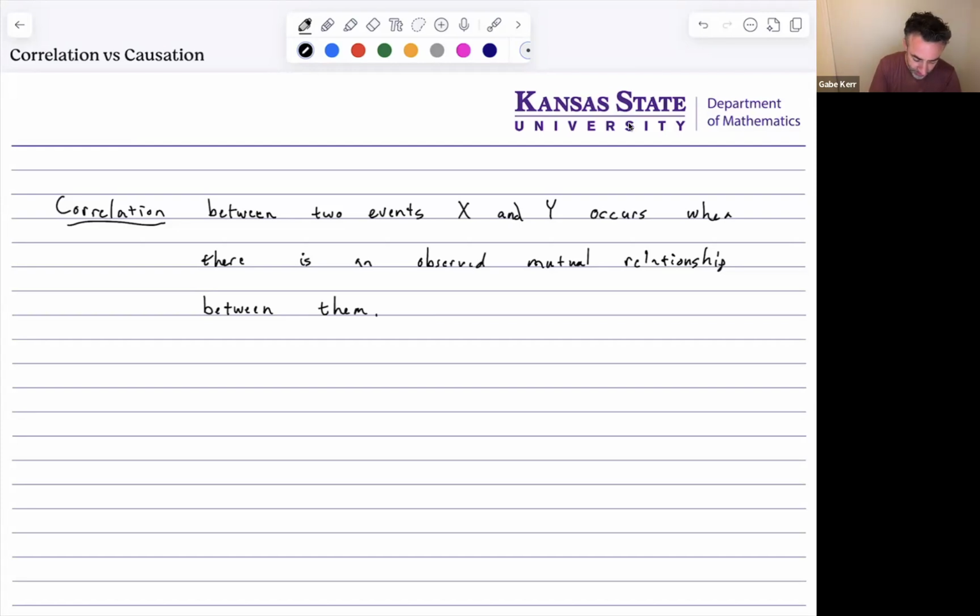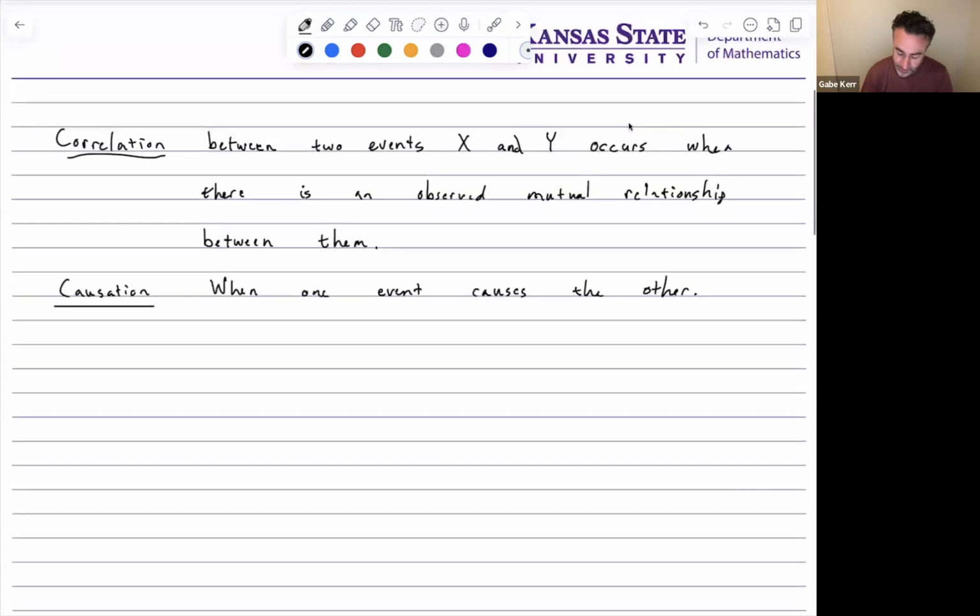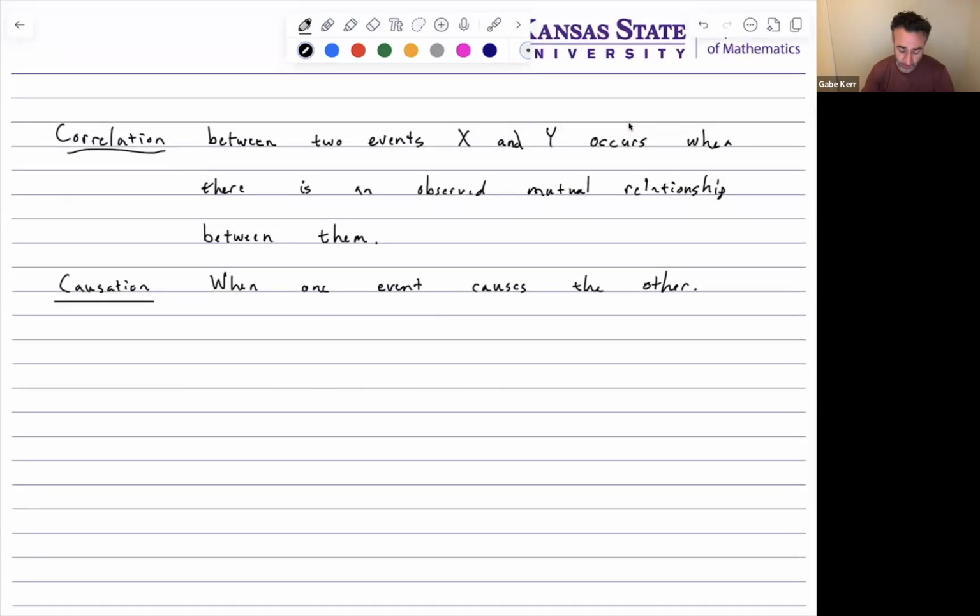Causation is something where one event takes the blame. Okay, so this is when one event causes the other. All right, and now there's some notation for this that's in the book, and let's review it. So if you have two events, you can write this. This means that X and Y are correlated.